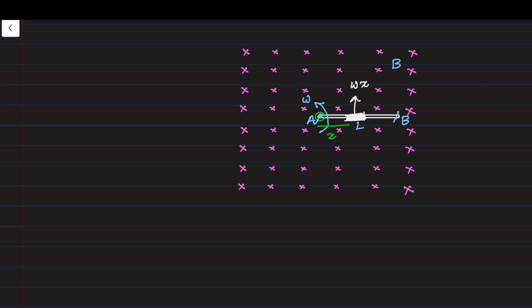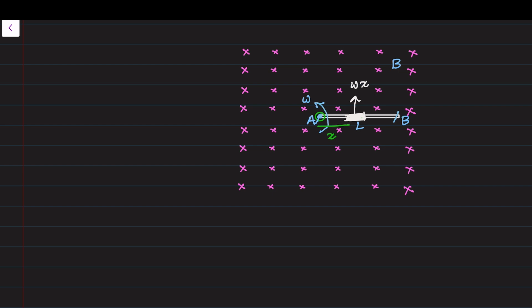There are three types of cases. EMF generated is V cross B dot dl. Now in this, V can be varying, B can be varying over a small length. If any of V, B, or the angle between V and B is varying, then we have to go for integration. And if all are constant, then we can write directly V cross B dot L. So now here the velocity is varying. As the velocity is varying, we have to go for the integration technique.